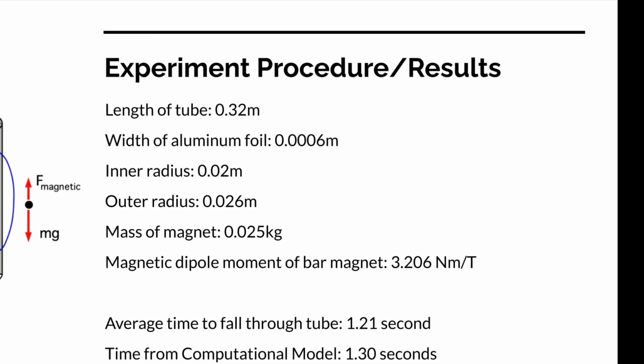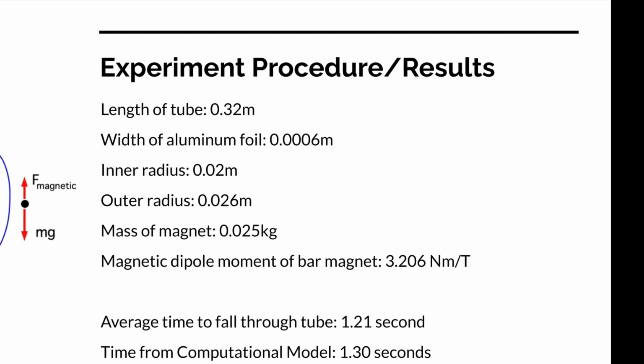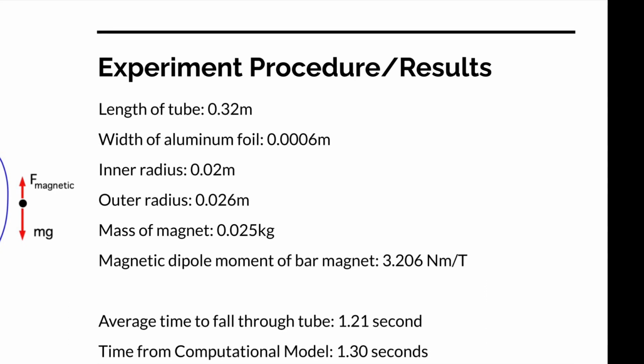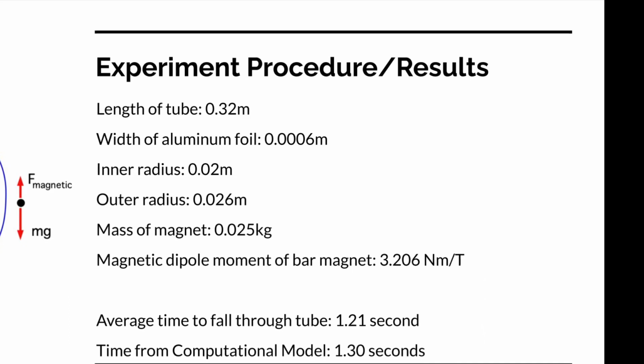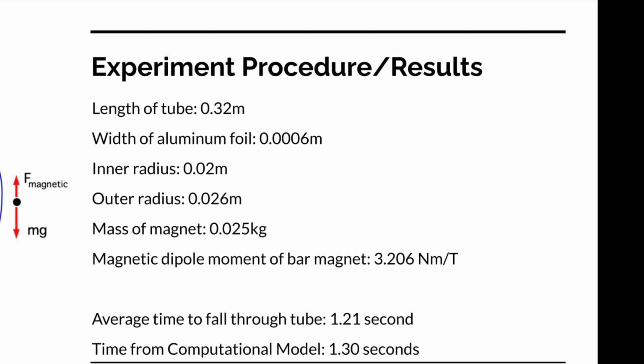As mentioned, the main experiment of this lab is to drop a magnet through a conductive metal tube made of aluminum. A few measurements include the length of the tube, the width of the aluminum foil, inner radius, outer radius, the mass of the magnet, and the magnetic dipole moment of the magnet.